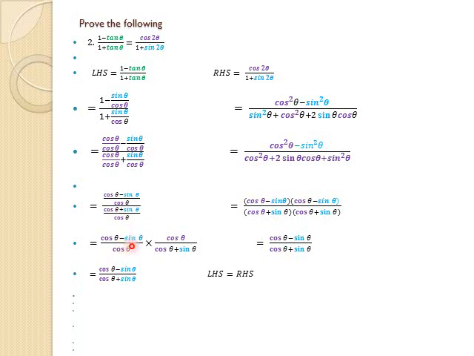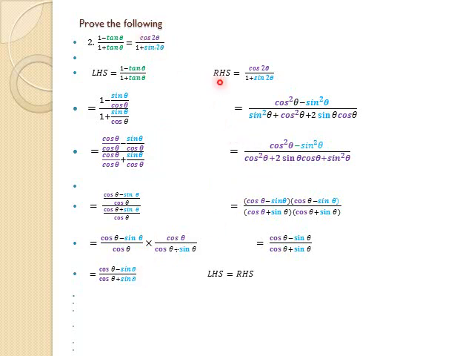Change division to multiplication, so the top stays as it appears. The bottom we invert, so times cos theta over cos theta plus sin theta. Cos and cos cancel, and I'm left with cos theta minus sin theta over cos theta plus sin theta. Now I can't simplify that any further, but it doesn't look like my right hand side. So now I have to work on my right hand side till it looks like my left hand side.